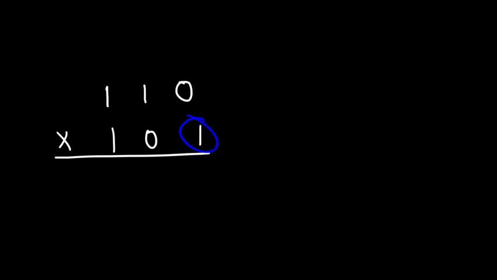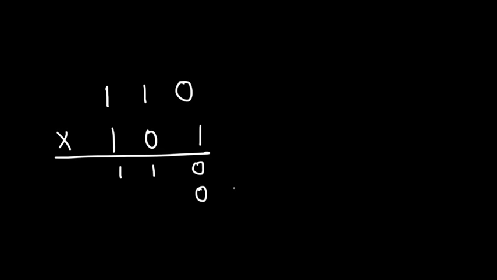So let's multiply 110 times 101. In our next example, we have 110 multiplied by 101. Let's start with the first digit, 1 times 110. Since we have 1, it will give us the same result. So 1 times 110 will be 110.